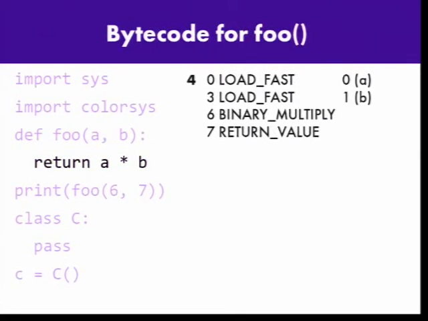So let's return back and talk about the bytecode that's inside of foo. This looks a little bit different from our other stuff because now we have load fast. Load fast and store fast are slightly different from before. Load fast and store fast are indices into a local array of locals.